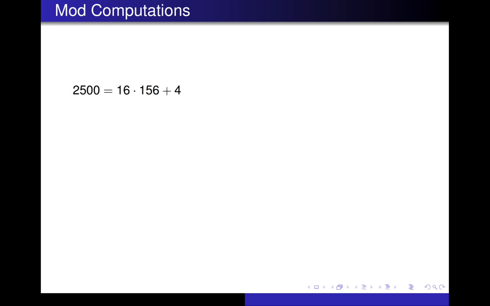So again, I'm just rewriting this on the next slide just so you don't forget what it is. And now what we're going to do is see if we can compute 11 to the 2500 mod 17. Now I'm going to replace that 2500 with 16 times 156 plus 4.